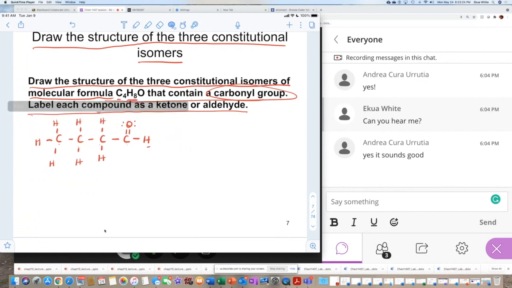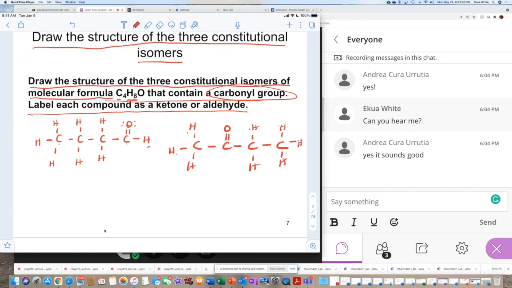So the only other option we have right now is to put the carbonyl in the middle, right? Can we do that? Let's go ahead and try that. 1, 2, 3, 4. I put the carbonyl here and see if that will work. Single bond, and then right here. 1, 2, 3, 4, 5, 6, 7, 8 hydrogens. Oh, great. The second one worked.